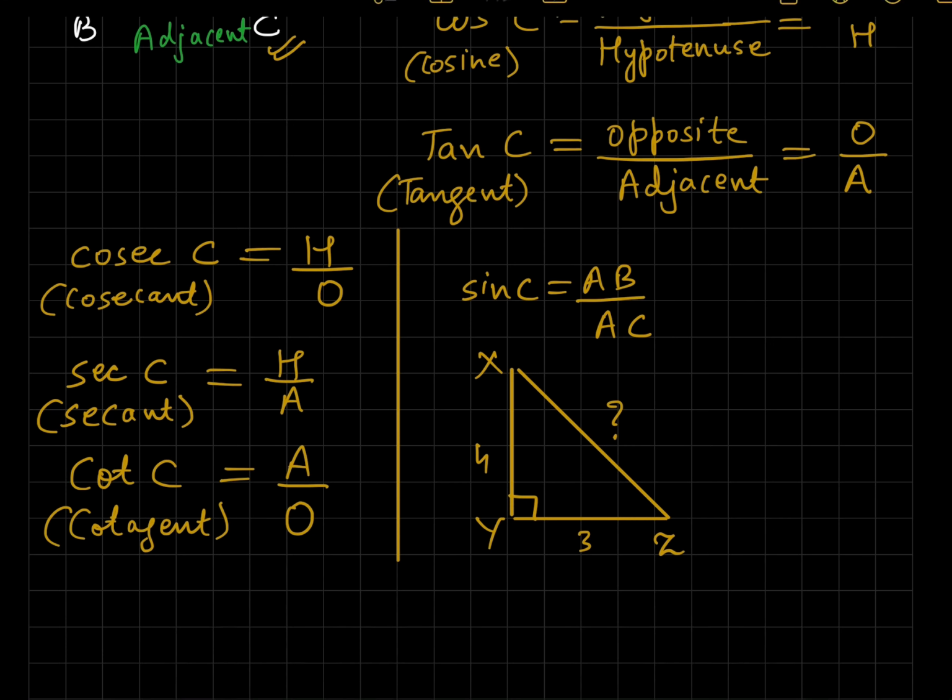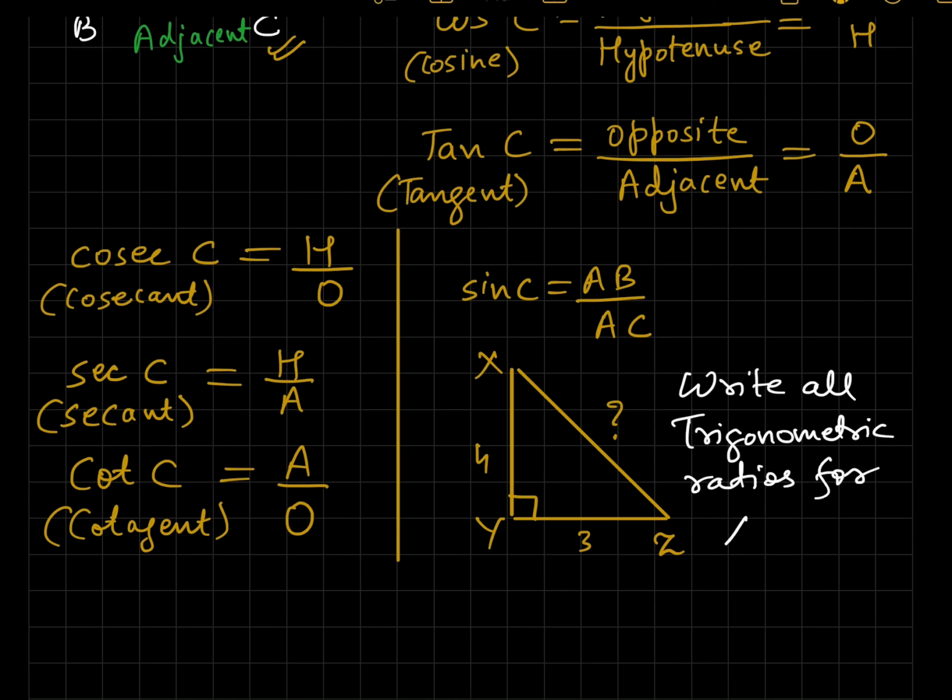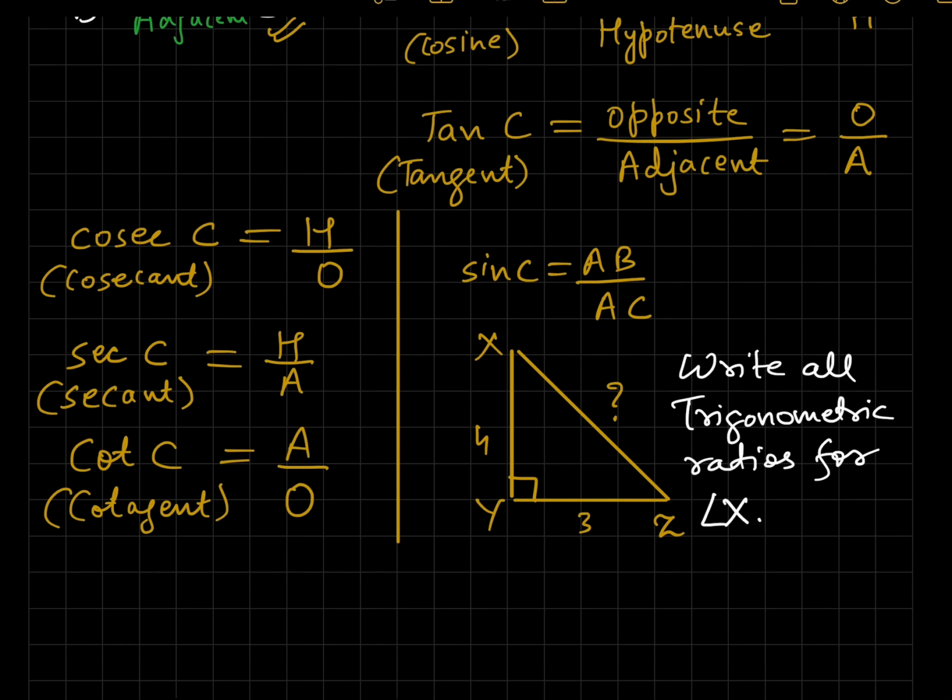It means we have to write all the trigonometric ratios for, let us say, angle X. So for angle X, when they are asking us, it means that this becomes my angle X and this becomes my opposite side, right? And since this is opposite to 90 degrees, of course this is the hypotenuse, and this would be my adjacent side.